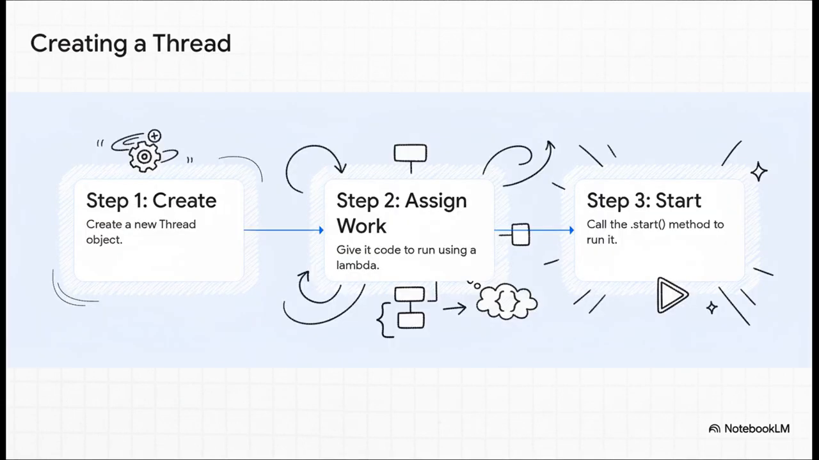It honestly just comes down to 3 easy steps. Step 1, you make a new thread object. Step 2, you tell it what to do, and these days we usually use a nice clean lambda for that. And step 3, you call the .start method, and that's what kicks the whole thing off.